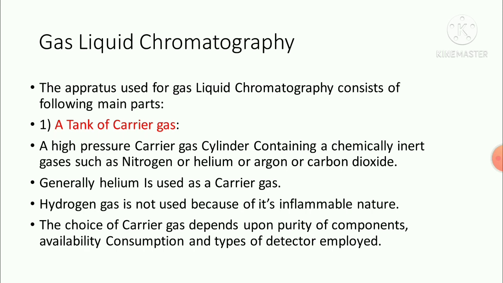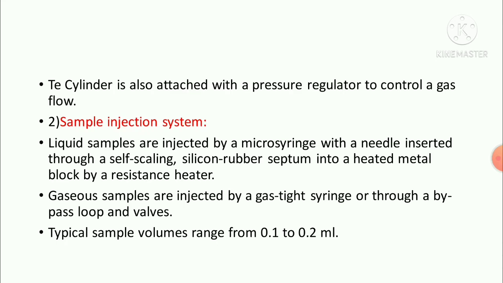Generally helium gas is used as a carrier gas. Hydrogen gas is not used because of its inflammable nature. The choice of carrier gas depends upon the purity of the component, availability, consumption and type of detector employed. The cylinder is also attached with a pressure regulator to control the gas flow. That means there is a pressure regulator which controls the gas flow, and this regulator is attached to the cylinder.